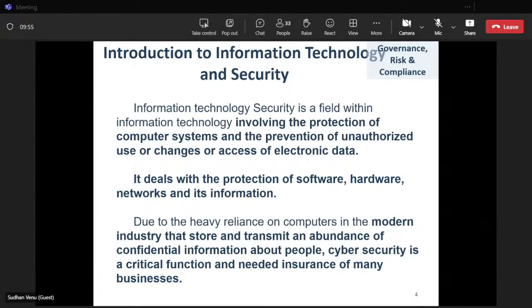Obviously, when it comes to security, it will protect all the hardware, software and network, as well as all the information collected in terms of applications or from the user level.